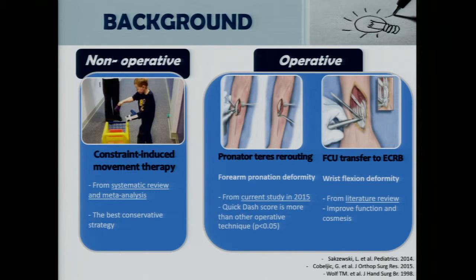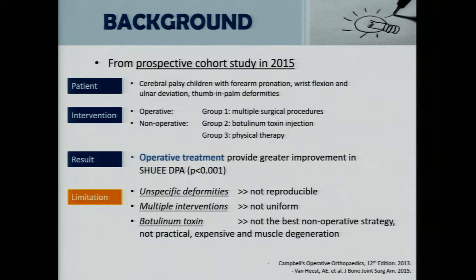For the operative method, pronator teres rerouting is the operation of choice to eliminate the power of pronation and adopt supination function. Moreover, the best way to correct wrist deformity is FCU transfer to ECRB to decrease flexion and increase extension force. A prospective cohort study in 2015 compared the outcomes between non-operative and operative treatment and demonstrated that surgical treatment provides more functional improvement.